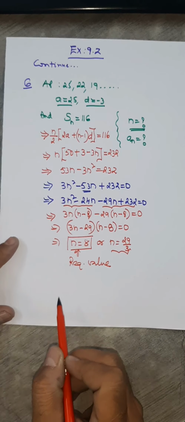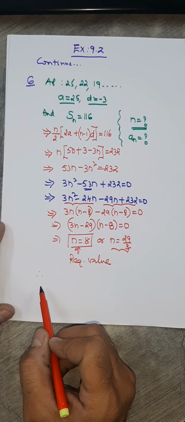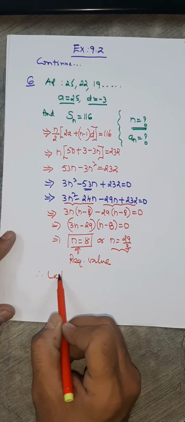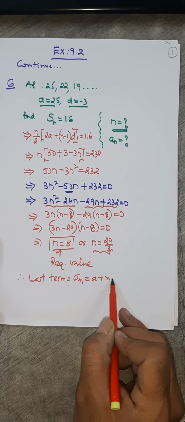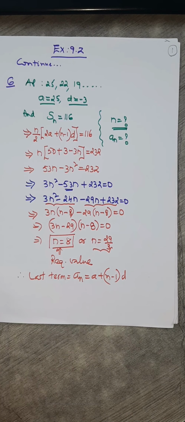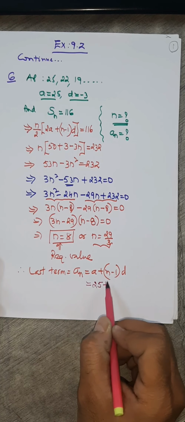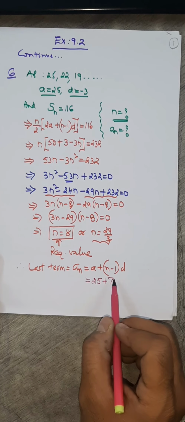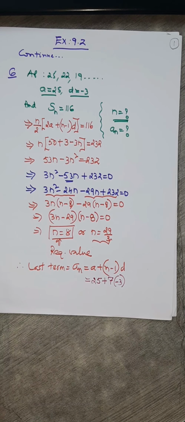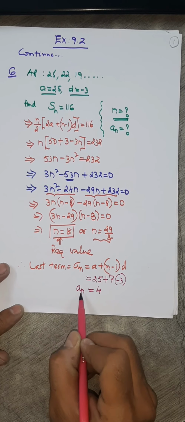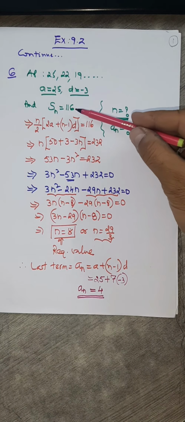Now what do we do? We just put it in the formula of An. You are asked for which term here? Read the question. You are asked for the last term. Last term means An, which equals a plus n minus 1 into d. So what will we get from this? You know a now. What is a? 25 plus n minus 1, 7 minus 1, into minus 3. So you will finally get 4. So the last term will be 4, the nth term, for which the summation will be, you know, how much? 116.